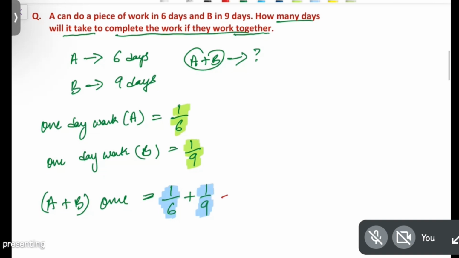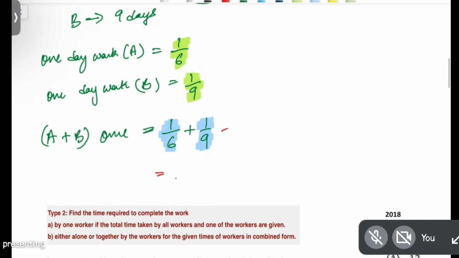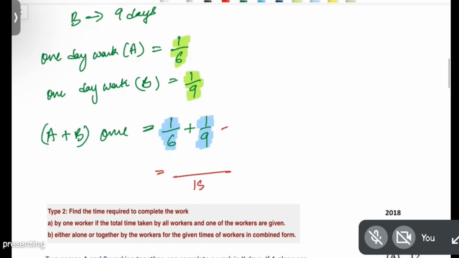I'll find the LCM. LCM of 6 and 9 is 18. If you don't know how to find LCM, with 6 and 9 you start with any number, but I'll start with 3. 3 2s are 6, 3 3s are 9. Multiply 3 into 2 into 3: 3 2s are 6, 6 3s are 18. So our LCM here is 18.